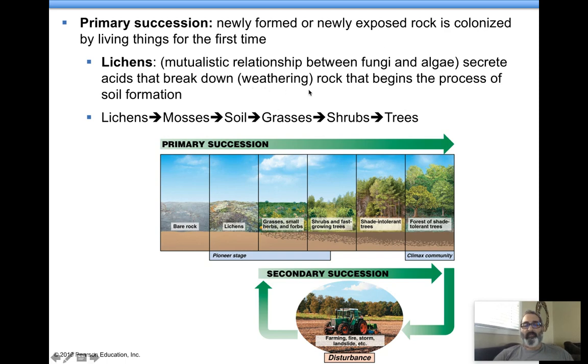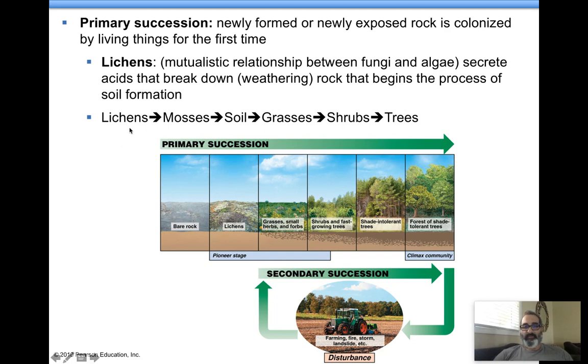So the weathering of rock breaks it down. Okay, and how does that happen? Well, the acids that were produced by the fungus and the lichens will weather the rock and begin the process of soil formation. So the path is this.